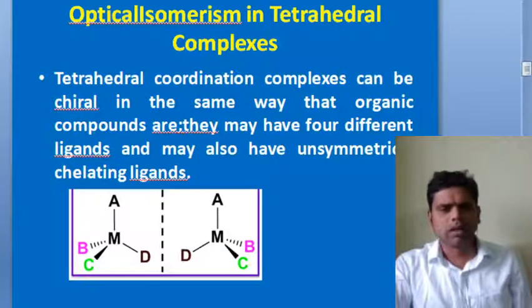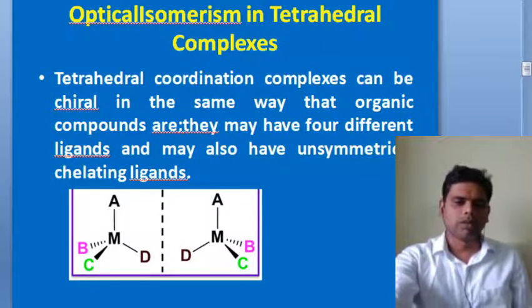Just like in your carbon compounds, where any four different groups around carbon will result in optical rotation and chirality, and its mirror image will rotate the plane of the polarized light in the opposite direction. Similarly, if four different ligands are bound to a central metal atom, an unsymmetric nature will creep in. If it is unsymmetric, then optical rotation is possible.